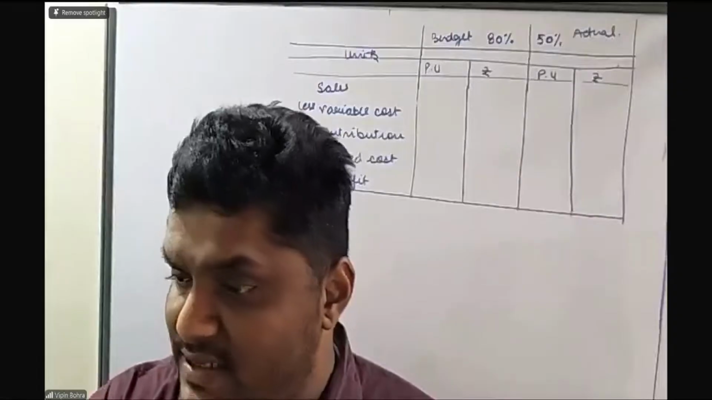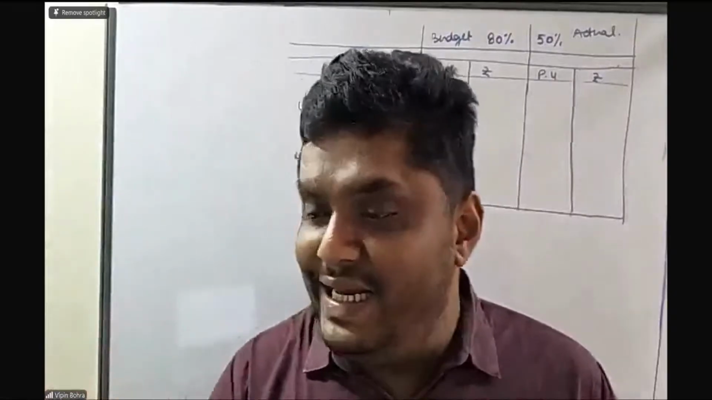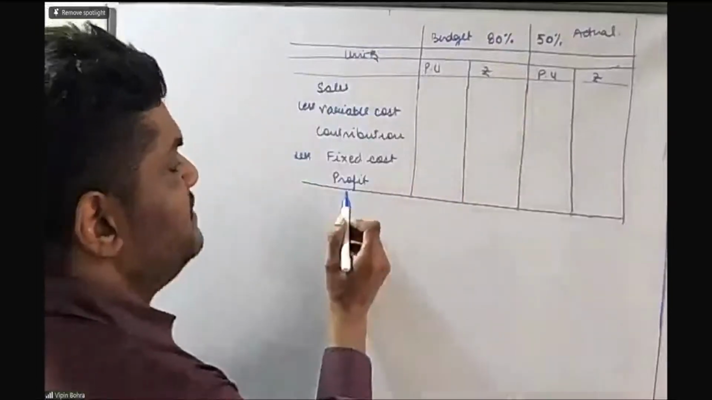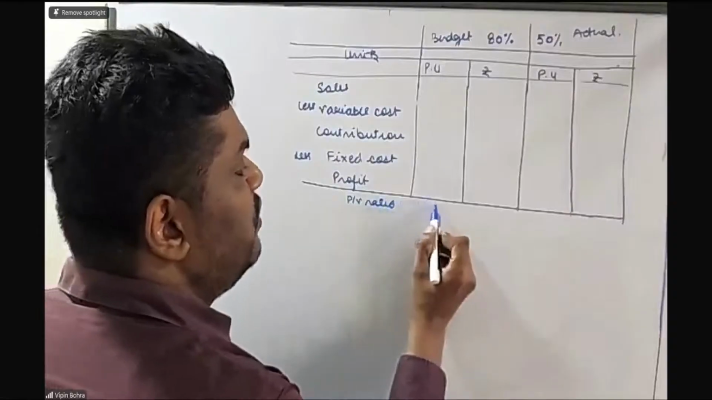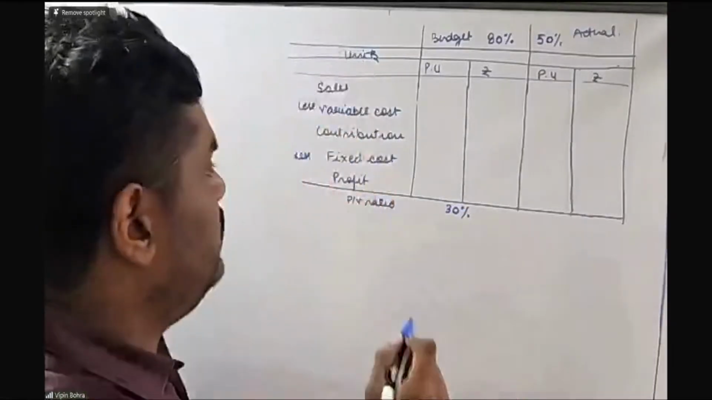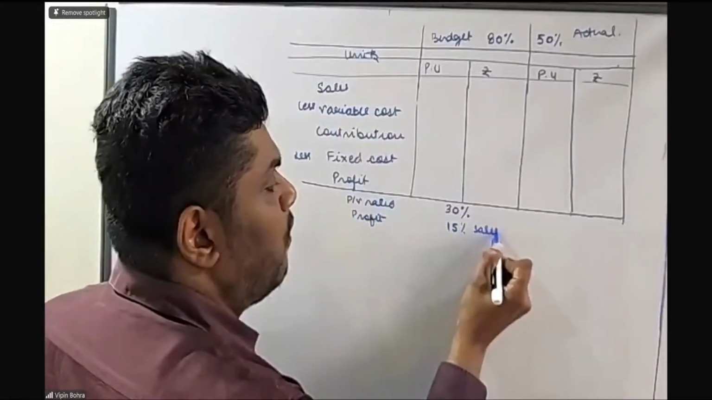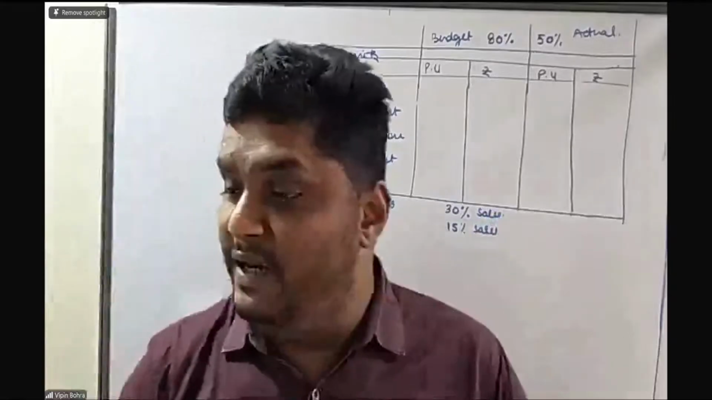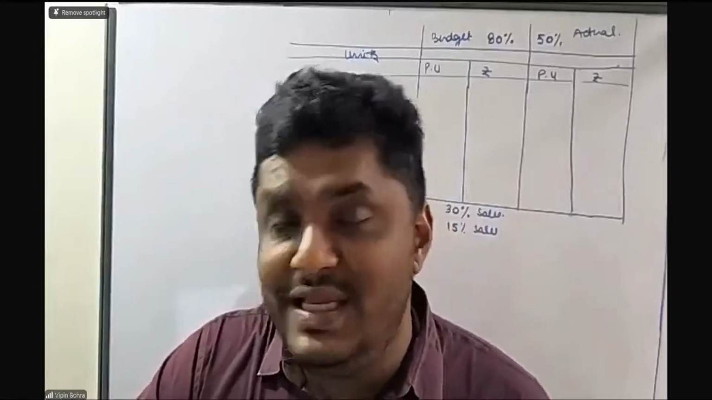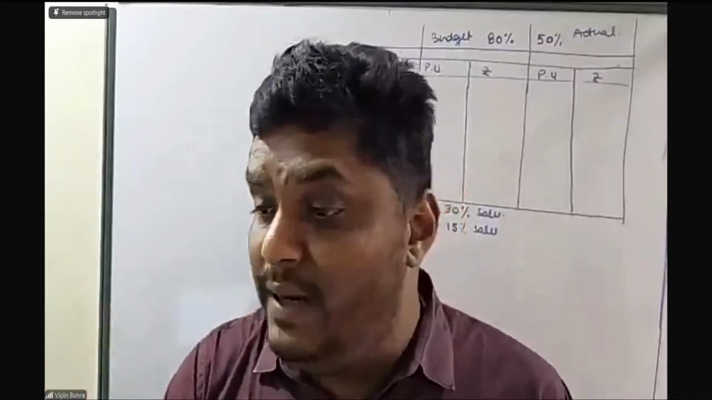So anyways, guys, let's start with the solution. Let's focus. At budgeted sales activity of 80%, means budgeted sales activity is how much? 80%. A company earns a PV ratio of how much? 30%. And a profit of 15% of total sales. Profit is how much? 15% of sales. PV ratio is by default on sales. Due to COVID pandemic resulting in poor demand, the company has to reduce its selling price by 10%. Because of poor demand, the company reduced its selling price by 10% actual.